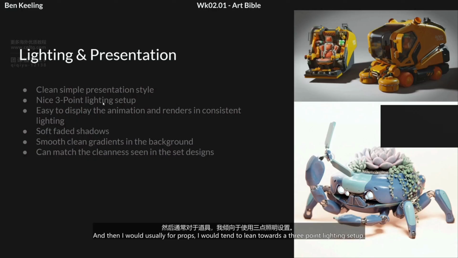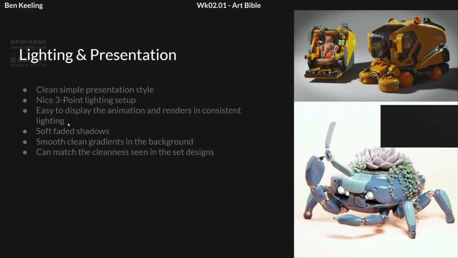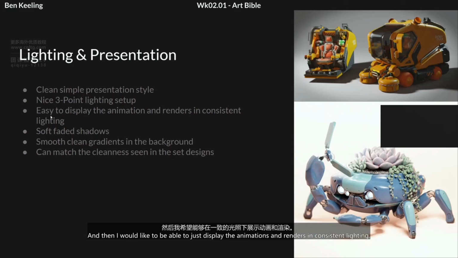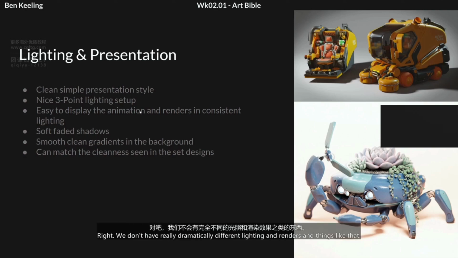And then for props, I would tend to lean towards a 3-point lighting setup. That would be using the key light, the rim light, and the fill light, which we'll cover in more detail as we get into the class. And then I would like to display the animations and renders in consistent lighting, so everything feels like it's part of the same project, right? We don't have really dramatically different lighting and renders and things like that.